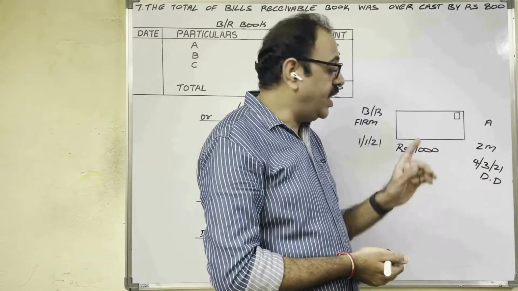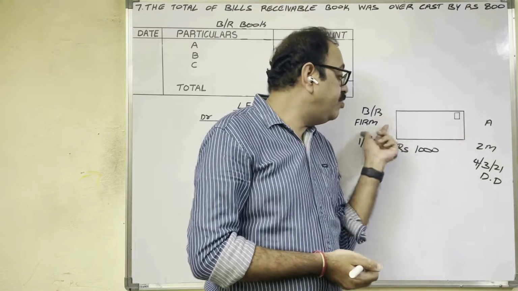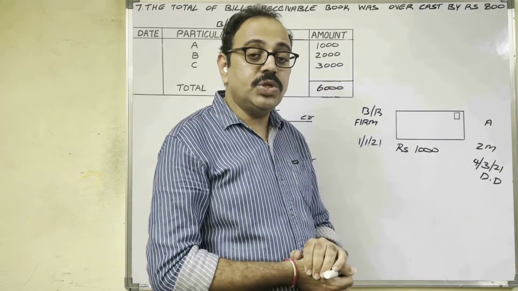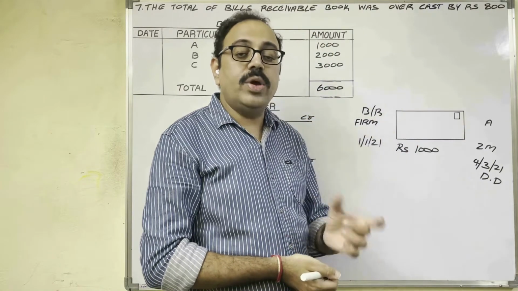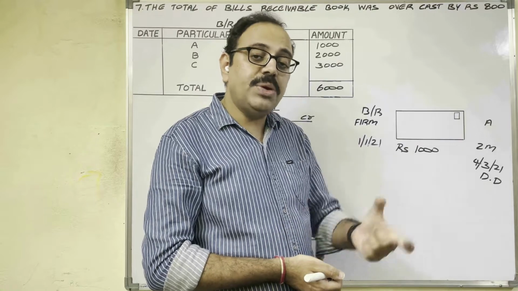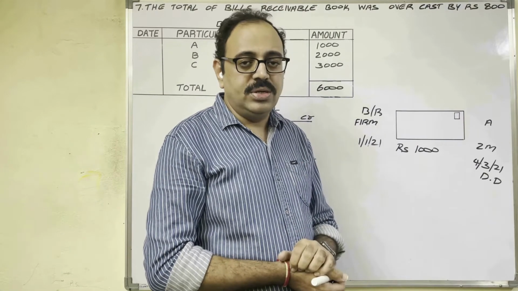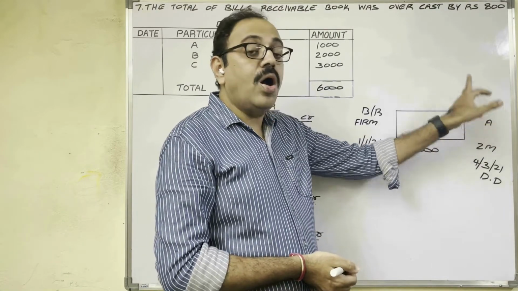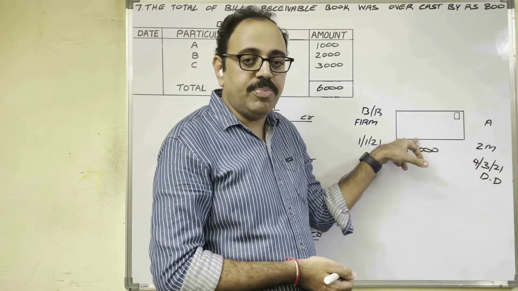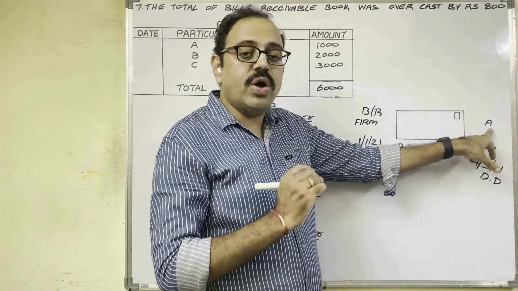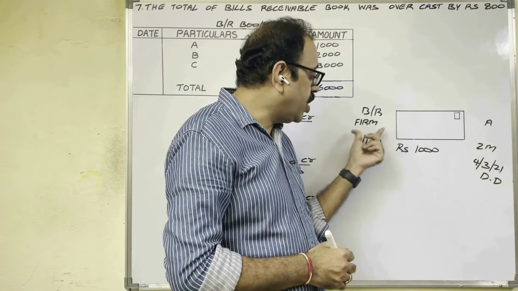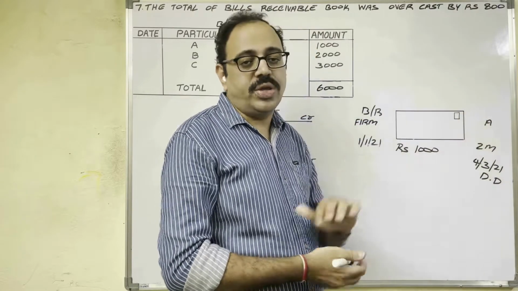To this bill, there are two parties, no? The firm prepared this bill. The firm is known as drawer. So a person who prepares a bill is known as drawer. A person on whom this bill is prepared is known as drawee. The firm is drawer, A is drawee.